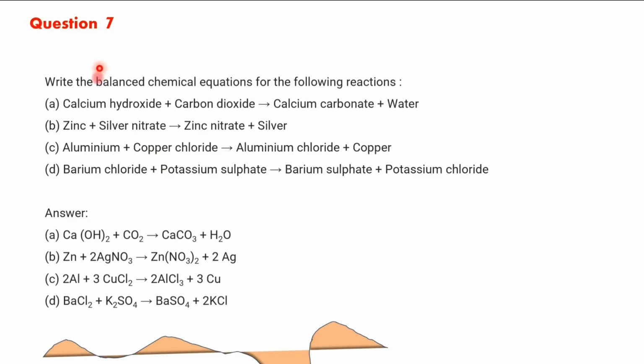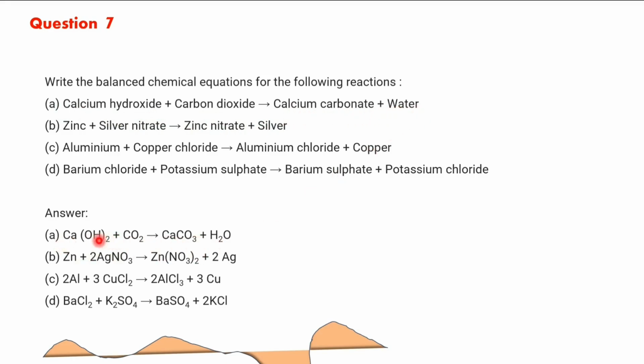Then question number 7. Write the balanced chemical equations for the following reactions. Here the chemical reactions in the form of statements are given, and we have to write down balanced chemical equations for all these statements. So the first one is calcium hydroxide, which reacts with carbon dioxide and produces calcium carbonate plus water.